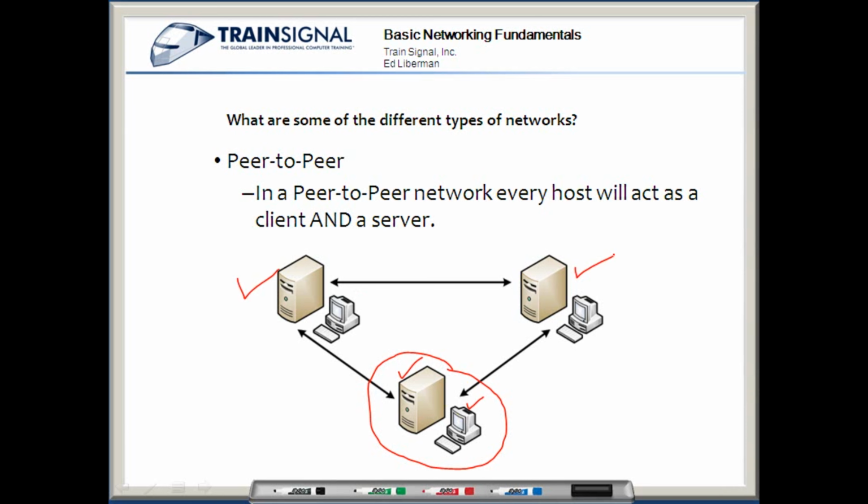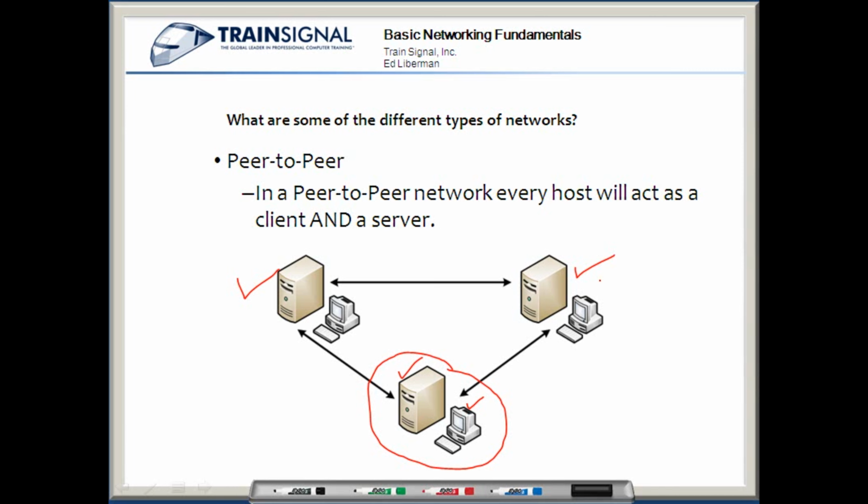And what I mean by that is each computer will have resources that other computers on the network may want to access, while at the same time each computer will access other computers' resources. Now, in a peer-to-peer network, each computer is administrated in place. In other words, you're going to have an administrator on each one of these machines because they're all responsible for serving resources to other computers. So peer-to-peer networks are found in very small home office type environments.